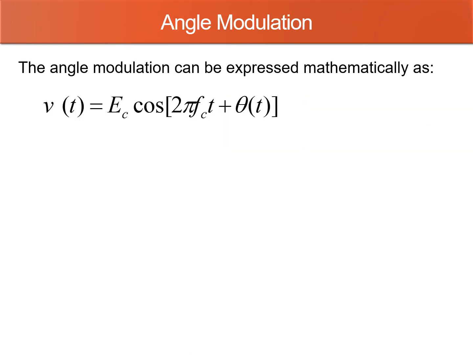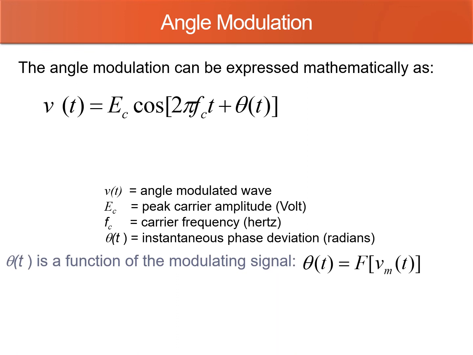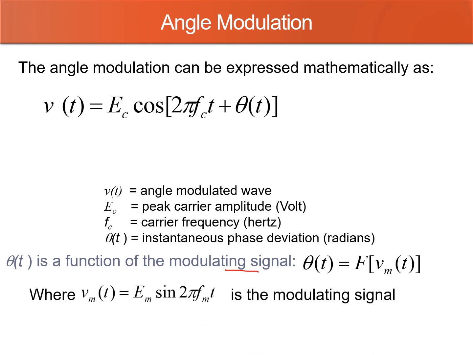So let's start with the angle modulation formula. Angle modulation can be expressed mathematically as v(t) = Ec cos(2π fc t + θ(t)). Here v(t) is the angle modulated wave, Ec is the peak carrier amplitude in volts, fc is the carrier frequency in hertz, and θ(t) is the instantaneous phase deviation in radians. θ(t) is a function of the modulating signal, θ(t) = F(vm(t)), where vm(t) = Em sin(2π fm t) is the modulating signal.